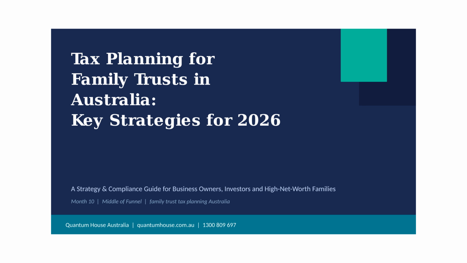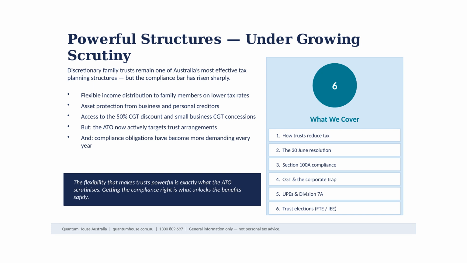Over the next few minutes, we will cover how trusts reduce tax, the critical 30 June distribution resolution, the Section 100A compliance focus, capital gains tax, unpaid present entitlements, and Division 7A, and trust elections. Let's begin. Before we get into specifics, let's frame the central tension of this whole topic.